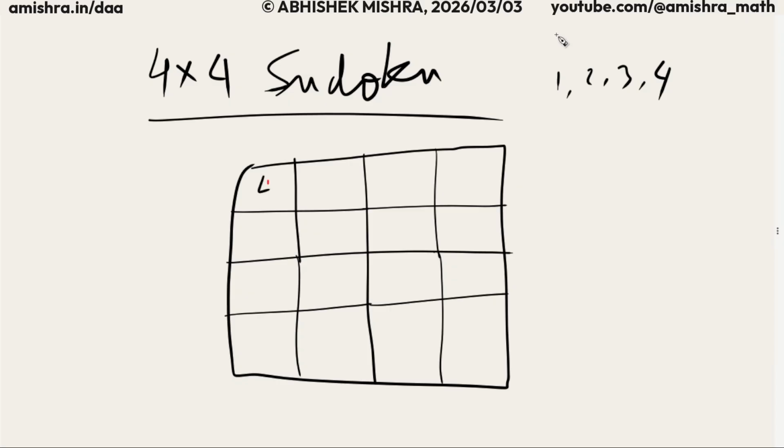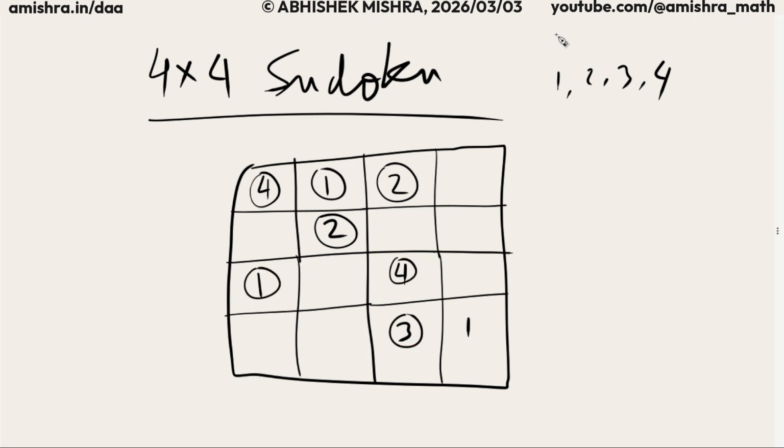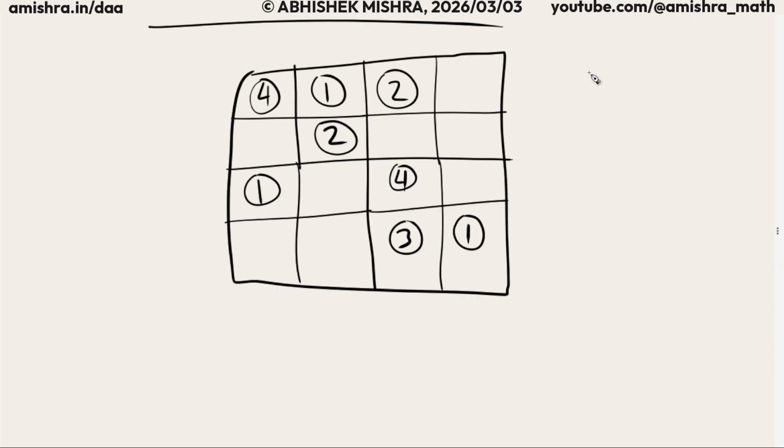So for example, suppose if we are given this puzzle like this, 4 1 2 2 1 4 3 and 1. So I will make a circle like this so that we can identify that these are the input numbers. So this is an instance of Sudoku puzzle. We say this is an instance, call it instance 1, instance 1 of 4x4 Sudoku.